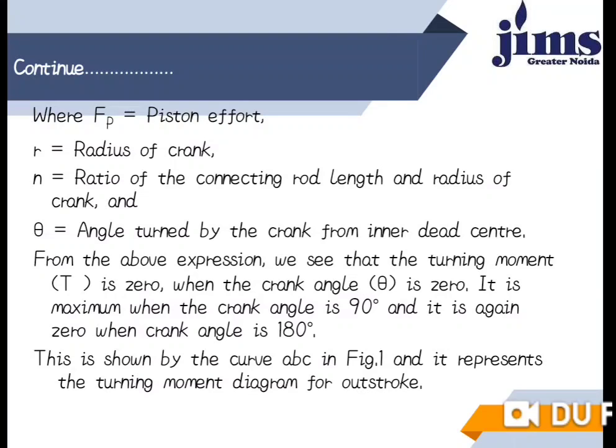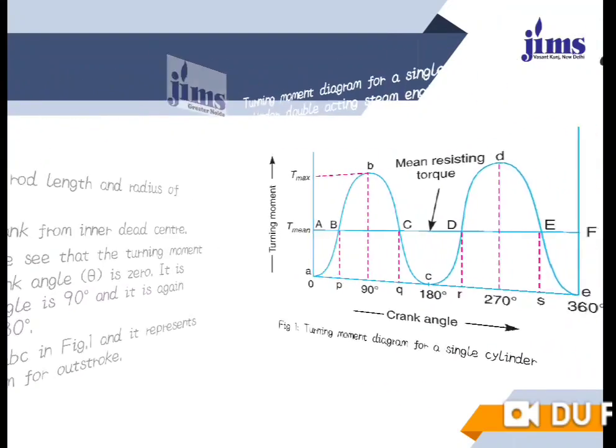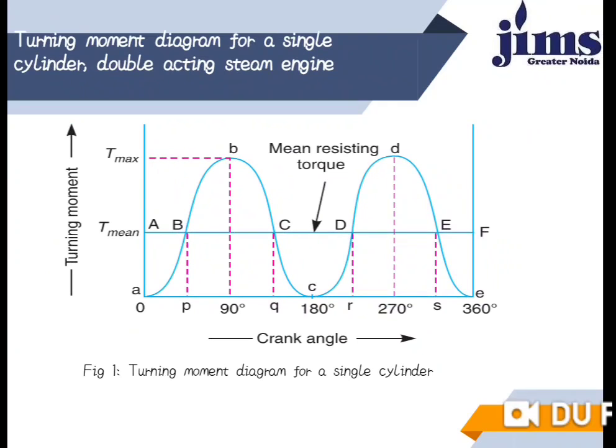So all these things we can represent graphically between the turning moment and the crank angle in figure 1. Now we can see that in this diagram, when the crank angle is 0, it lies at point O, yeah, point A. It is maximum when the angle is 90 degrees, again 0 when the angle is 180, again maximum when the angle is 270, and again 0 when the angle is 360.